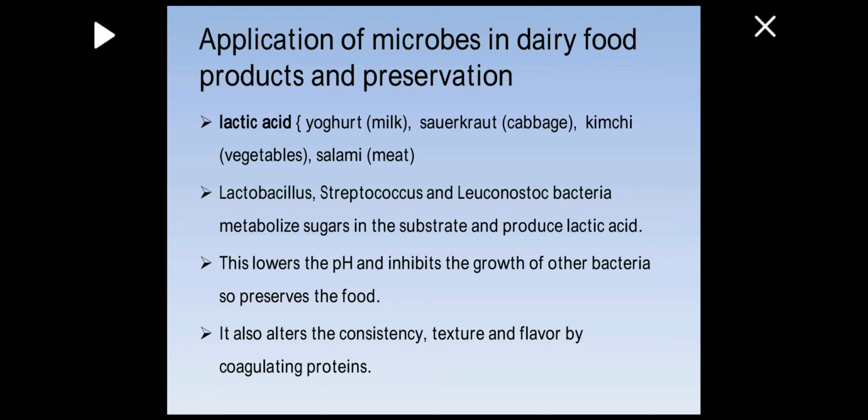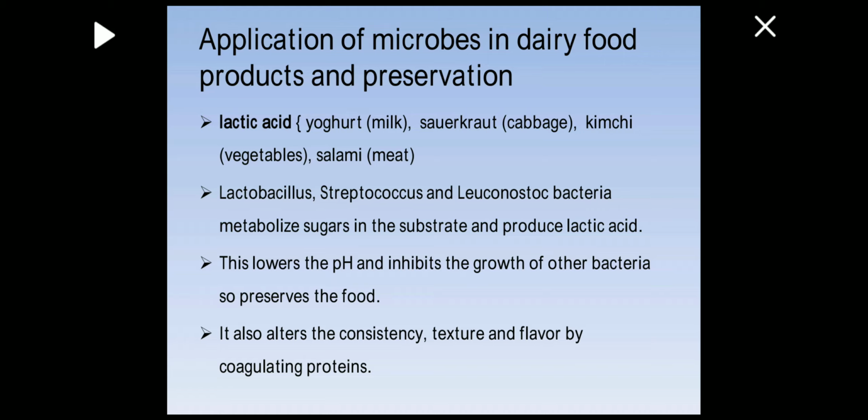Kimchi, which is made from vegetables, also uses lactic acid, and so does salami, which is a semi-cooked, edible product of meat prepared by the use of lactic acid. Lactic acid is first produced by the process of fermentation, and then it is isolated and purified, and then further used in different food products for the production of value-added food products.